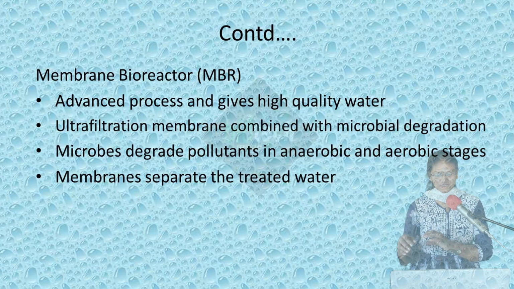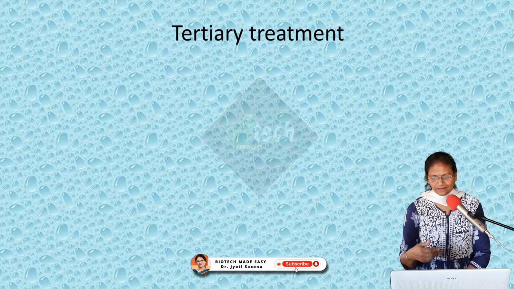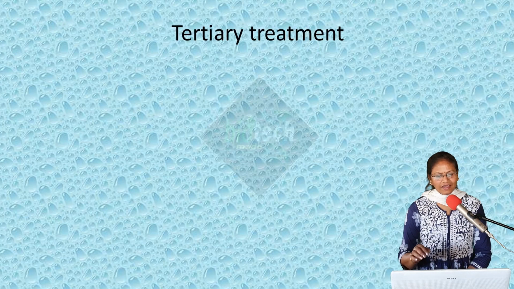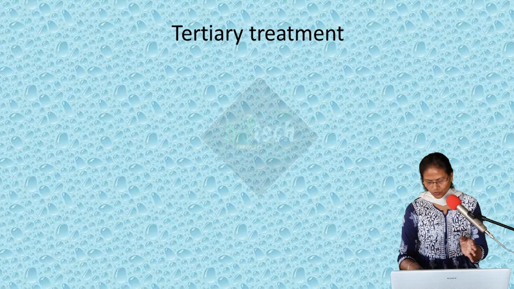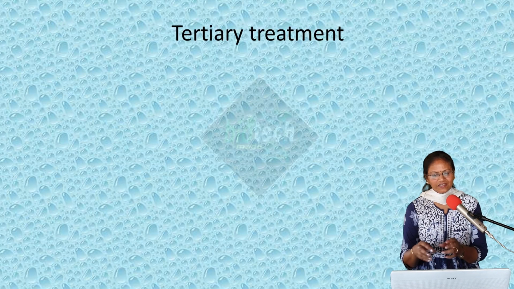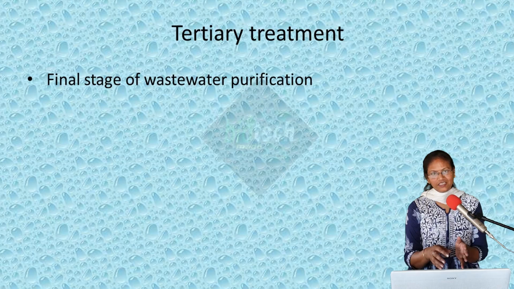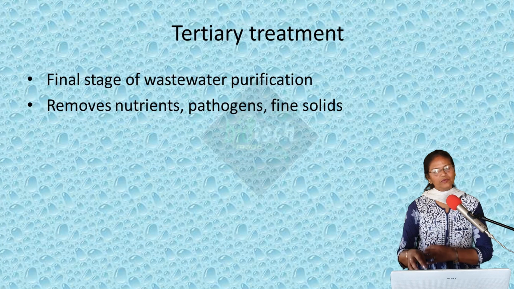And here the microbes degrade the pollutants. Aerobic and anaerobic, both stages are there, and then through the membrane, because they act as a semi-permeable membrane, they separate the treated water. So the next stage, or the final stage, is the tertiary treatment. This is the final stage of water purification, and those particles like nutrients, pathogens or fine solids which are still there in the treated water from the primary and secondary treatment are removed here.